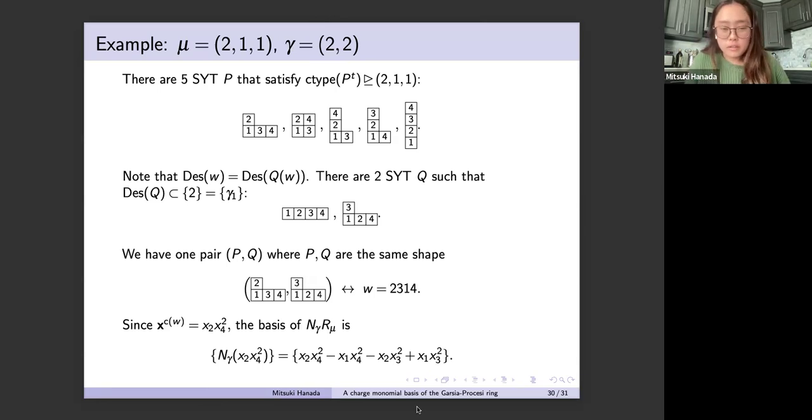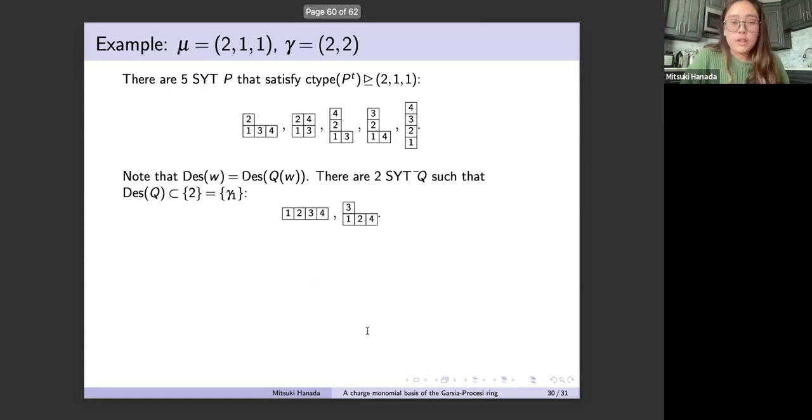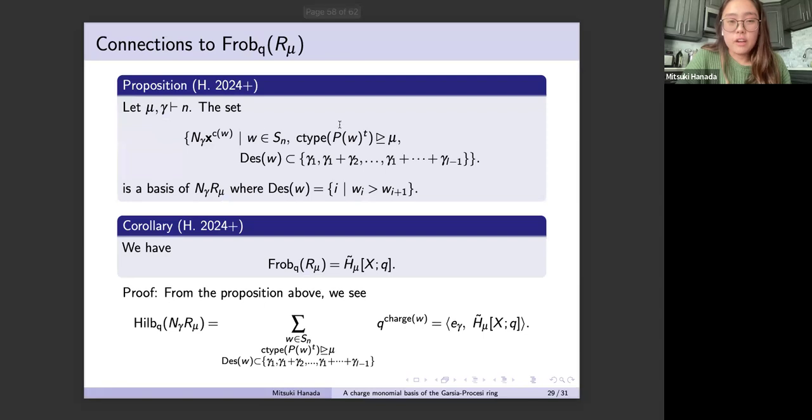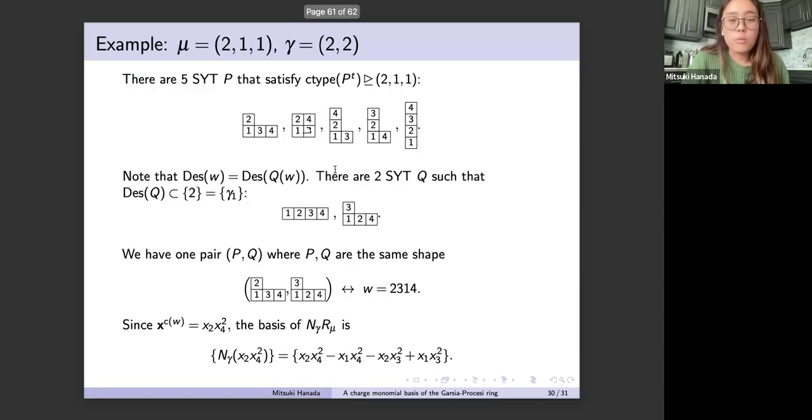So figuring out the basis, once again, of n gamma R mu just boils down to looking at tableaux that satisfy 2 different conditions, then pairing them up so that they have the same shape, and then finding the monomials and applying the anti-symmetrizer. So even though this criteria itself looks very complicated, the actual way we go about computing these bases is just pure tableau combinatorics.